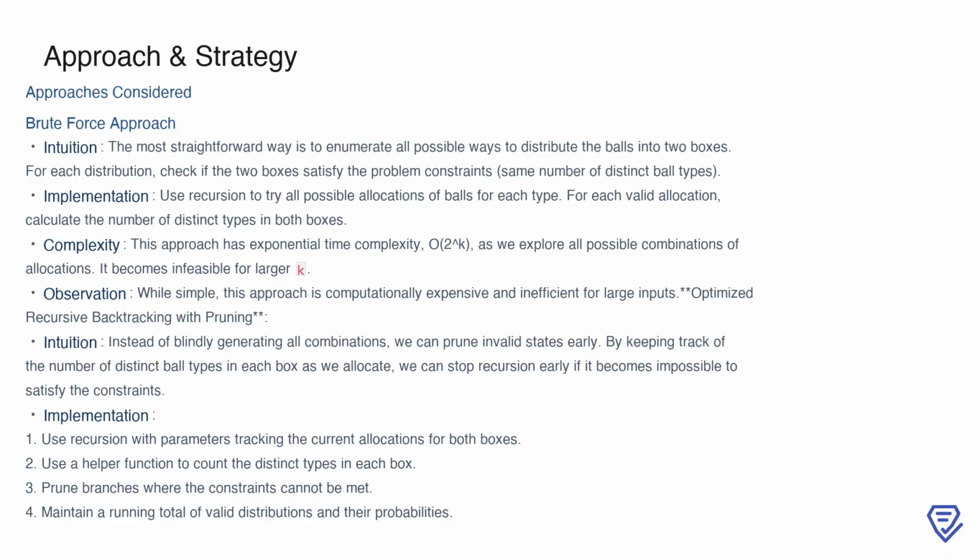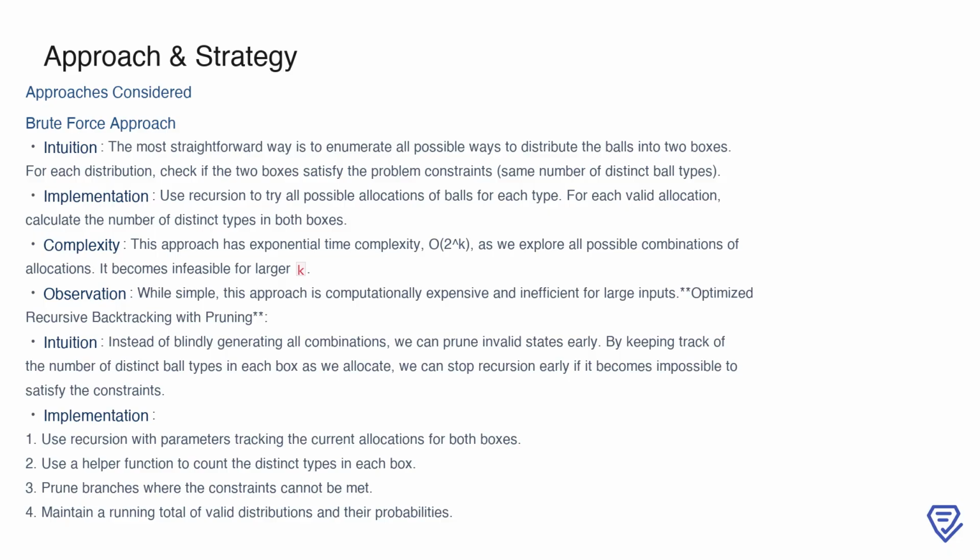Since there are 2 to the power of k possible combinations of allocations, where k is the number of ball types, the time complexity grows exponentially, making it impractical for large inputs. As a result, while this method is conceptually simple, it's highly inefficient for larger values of k.